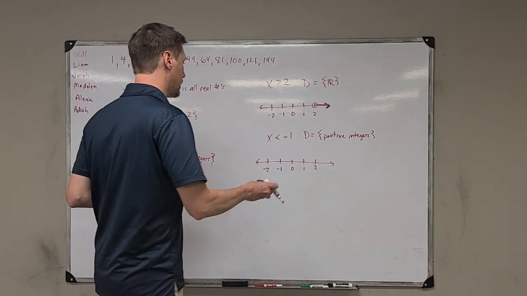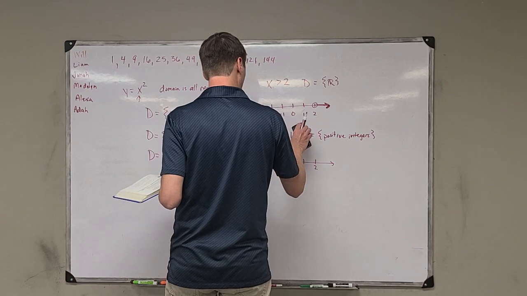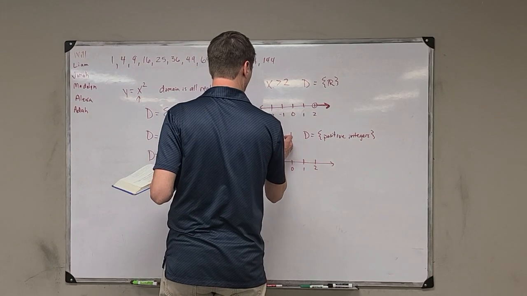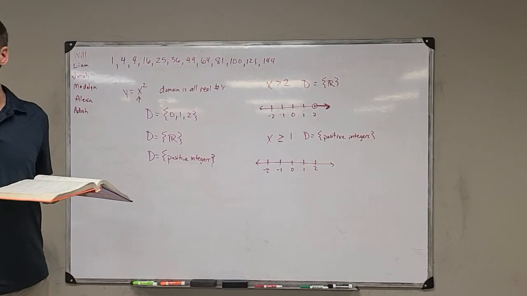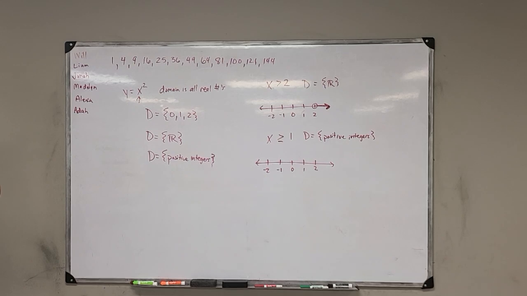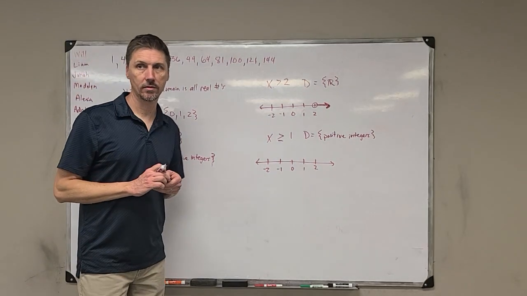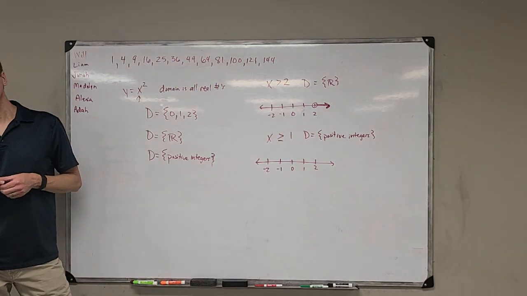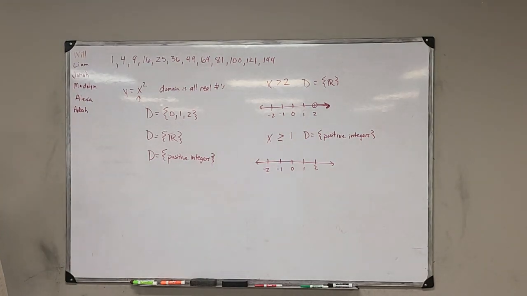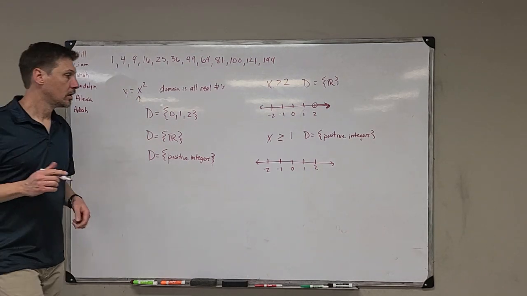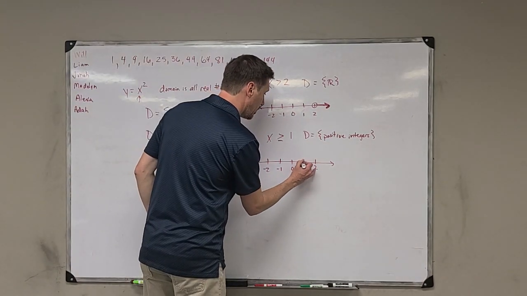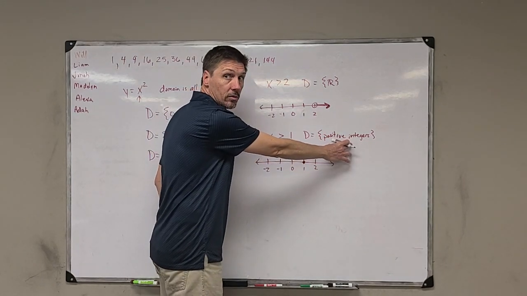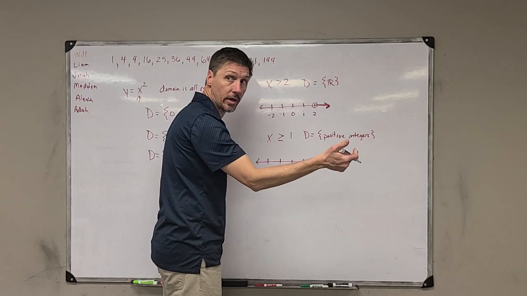But what if we said x is greater than or equal to 1, and the domain is positive integers? Now how would we graph this? Any ideas about that? Closed circle on 1, but we can't just go to the right because our domain is only positive integers, which are just 1, 2, 3, right?